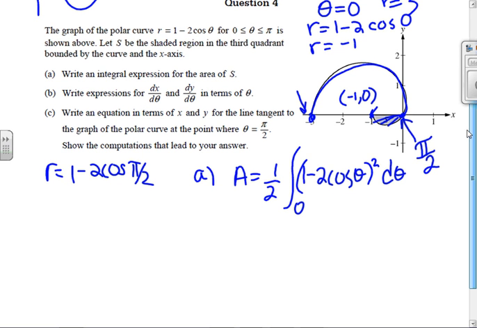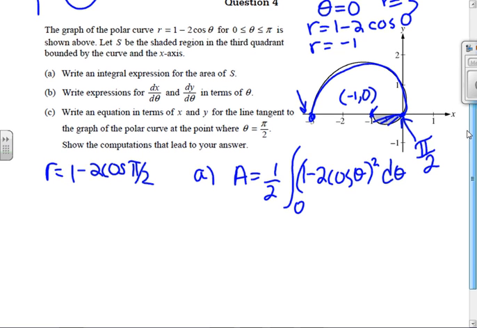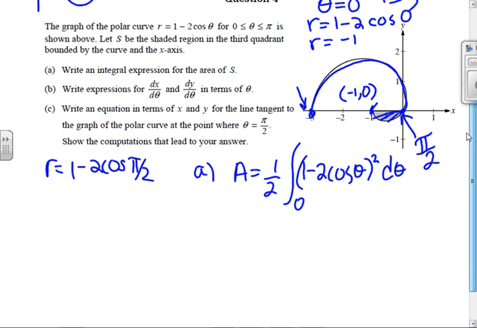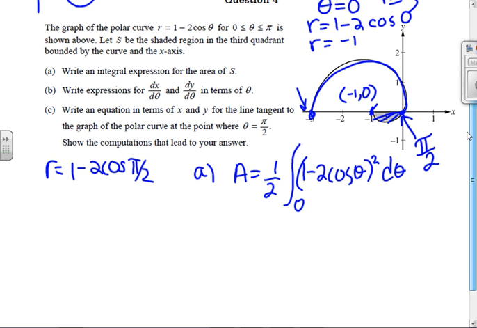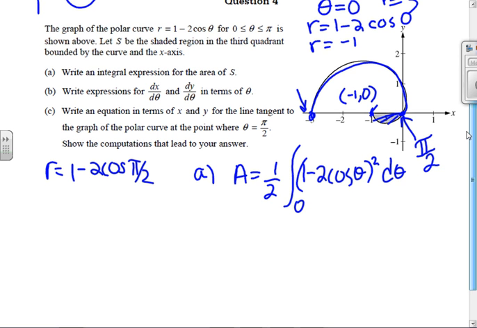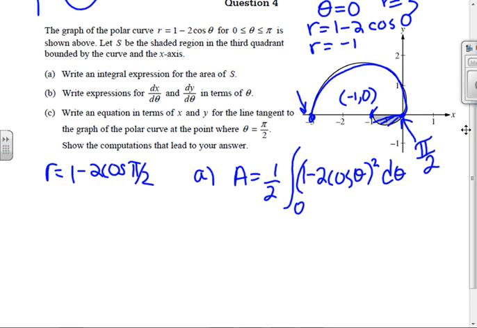So what is r then? What's the cosine of pi over 2? 0. Well, cosine of pi over 2 is 0. So r equals 1. So that's this point right there. I need to get 0 here, don't I?